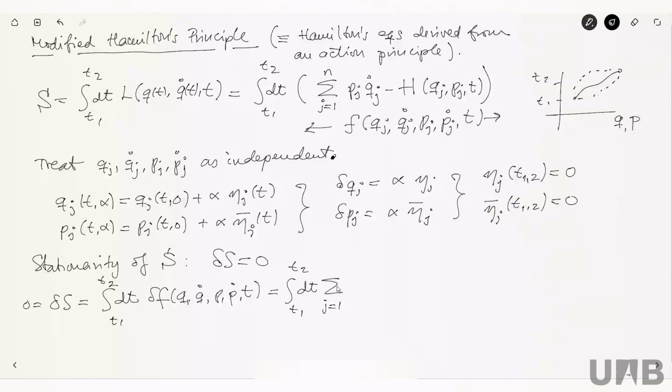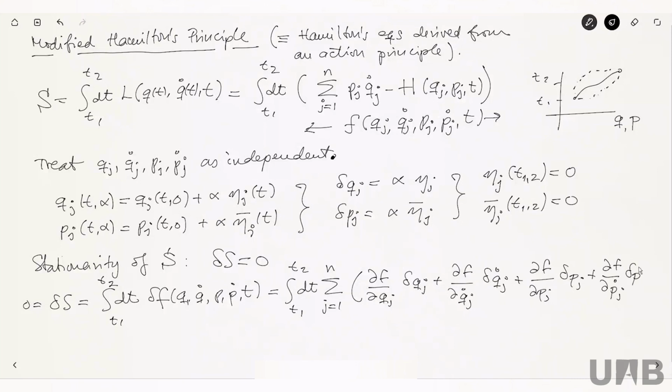So this is the same as the integral dt from t1 to t2 of the sum over all the variables from 1 to n of the derivative of f with respect to qj delta qj plus the derivative of f with respect to q dot j delta q dot j. That was already the same as when we only had q's as the variables, but now we also have the p's. So the derivative of f with respect to pj delta pj plus the derivative of f with respect to p dot j delta p dot j.